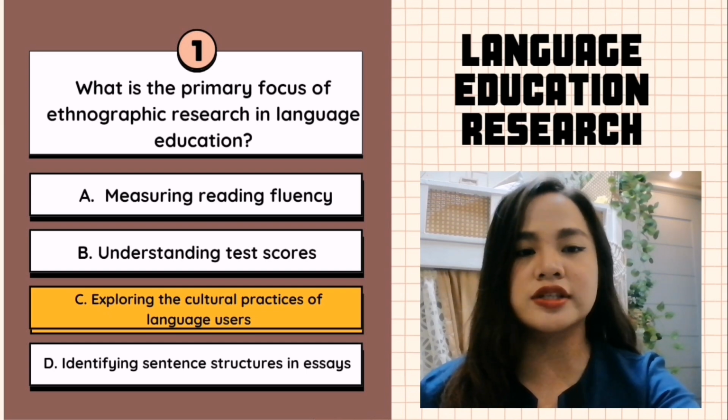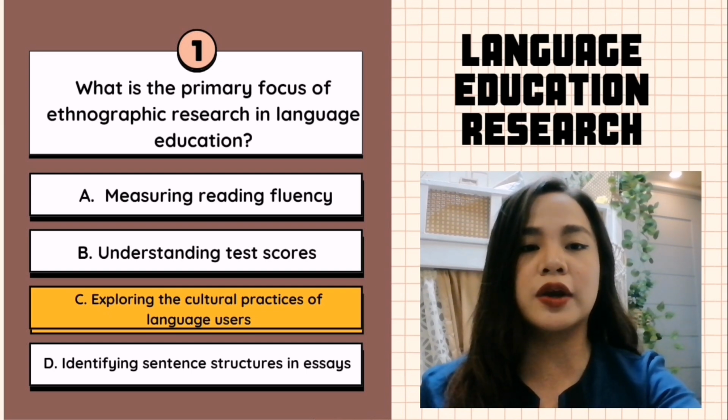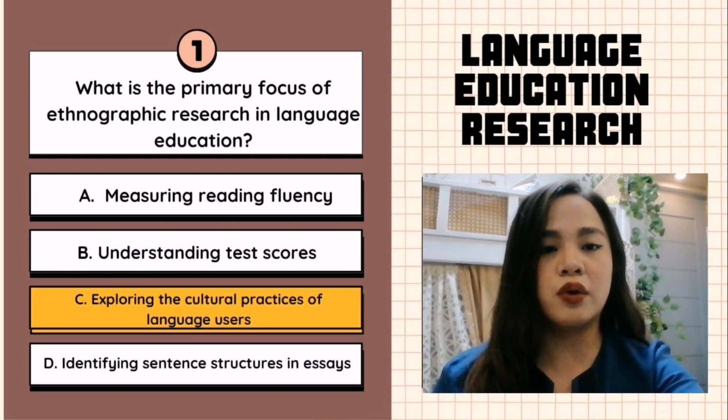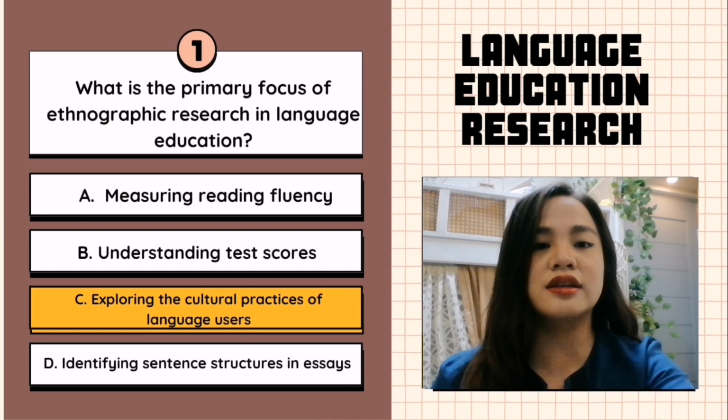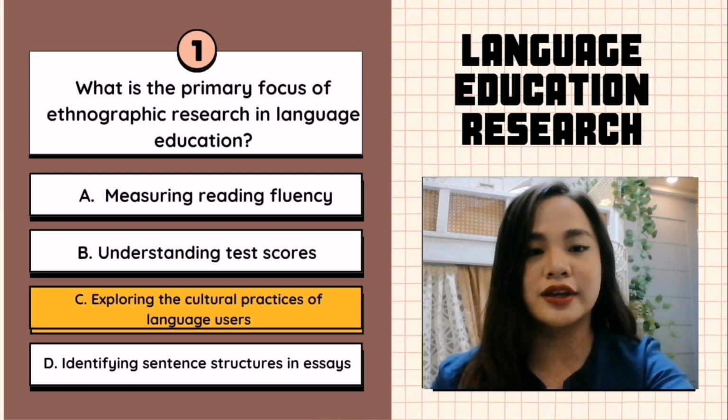So why are the other choices wrong? Letter A is wrong because measuring reading fluency is quantitative and focuses on skills, not cultural or social behaviors. Letter B is also wrong because understanding test scores is also quantitative research. It also deals with assessment results, not how language is used in cultural context. Last, D is also wrong because identifying the sentence structure in an essay is a linguistic analysis, not ethnography. It looks at grammar, not social and cultural language use.